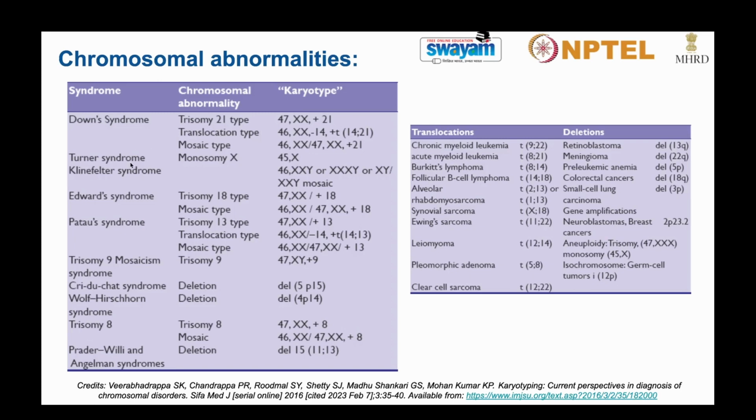Then comes the Turner syndrome, in which you observe the monosomy of X chromosome. So it is generally observed in the females where they lack the second X chromosome. In them, the features will vary. So that is the Turner syndrome.